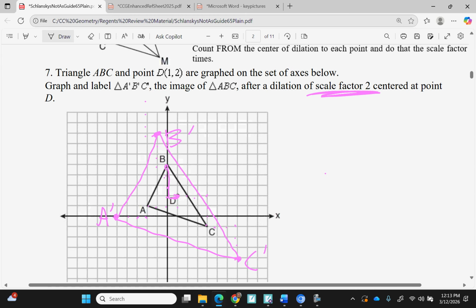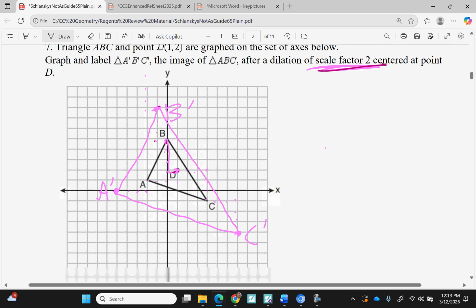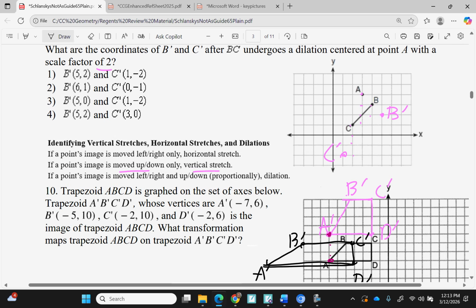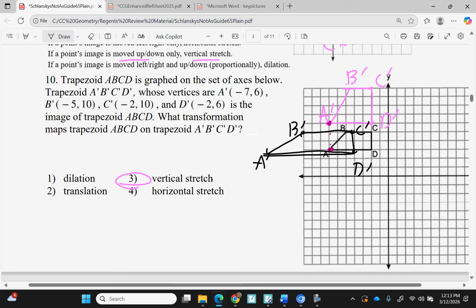To dilate a shape or a point, I count from the center of dilation to each point. I do that the scale factor number of times. And the first one counts as 1, whether it's a segment or a triangle.